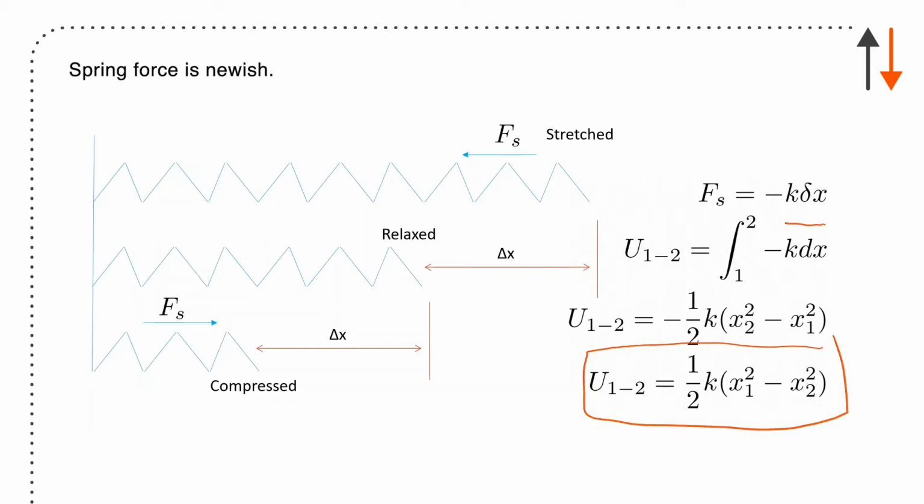So work 1 to 2, going from position 1 to position 2, is 1/2 k x1 squared minus 1/2 k x2 squared, and that'll be negative in both cases. And it's the same value. That's kind of the interesting thing too. It doesn't matter whether you stretch or compress a spring, it always sort of behaves the same way.